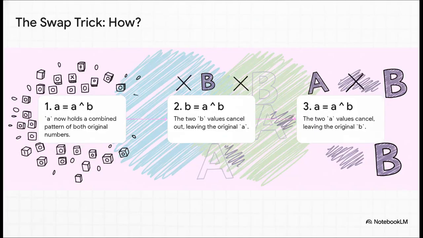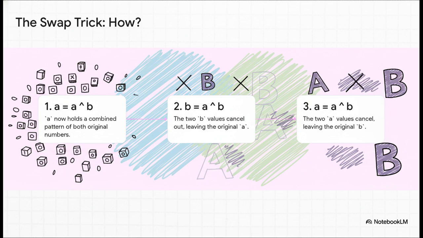Okay, so let's go back to that swap trick with our new rules. In line 1, A becomes this new mashup of the bit patterns from both A and B. Now for line 2, we XOR this new A with the original B. So that's really original A, XOR original B, XOR original B.